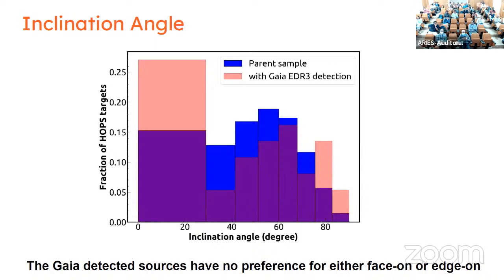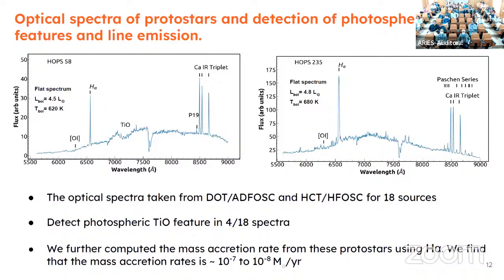We use again the Van Dam data, and we use the semi-minor to the semi-major axis as a proxy for the cos of the inclination angle, which we can then use to compute the inclination angle. And we find that the Gaia detected sources have no preference to either be face on or edge on, indicating that it's perhaps due to a tenuous envelope and not due to a favorable geometry that we are detecting these protostars at optical wavelengths.